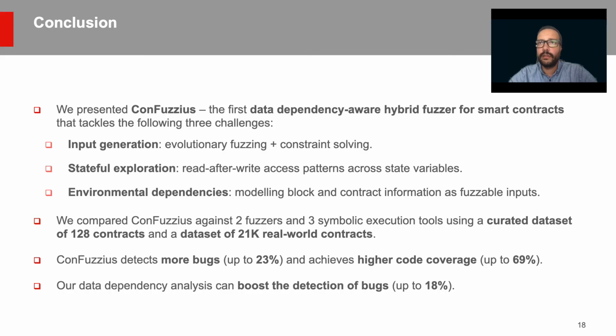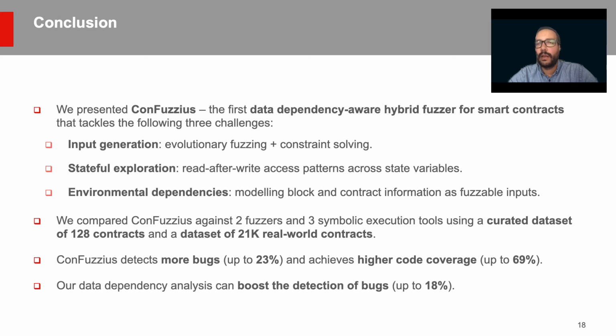Now we'll shortly conclude our work. We presented ConFuzzius, the first data dependency-aware hybrid fuzzer for smart contracts that is capable of tackling the following three challenges: input generation by combining evolutionary fuzzing with constraint solving, then stateful exploration by leveraging read-after-write access patterns across state variables, and finally environmental dependencies by modeling block and contract information as fuzzable inputs.